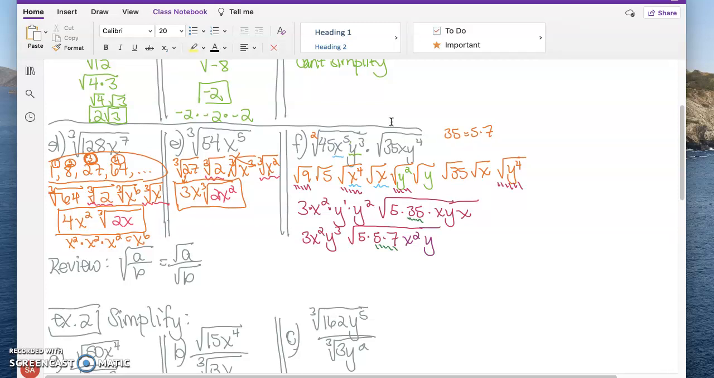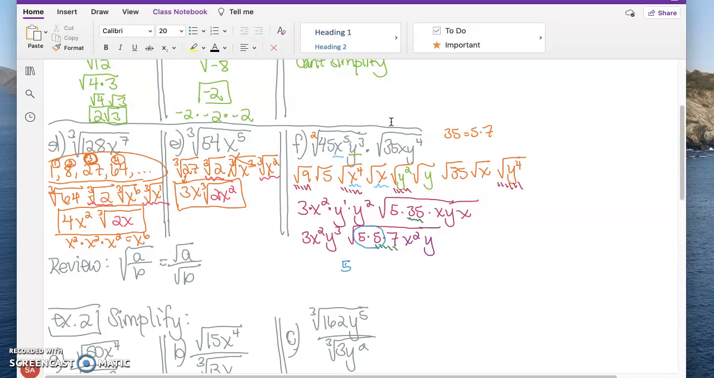Remember, we're looking for something times itself, and if that happens, we can take it out of the square root. Oh, that's a different color at the end, isn't it? I didn't mean to do that. If that happens, we can take it out of the square root. So I have something times itself right here. 5 times 5. I can take that out as a 5. The square root of 5 times 5, or 25, is 5.